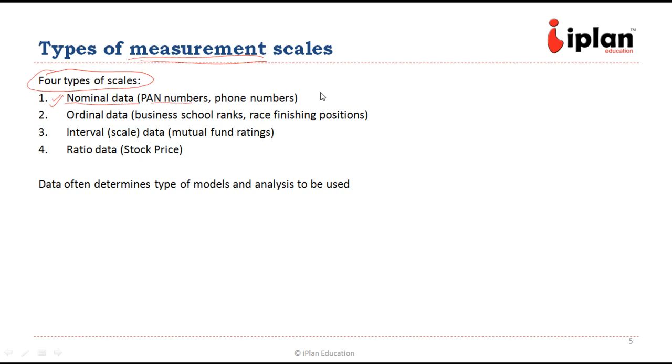Or for example, for the same class we have section A, section B, section C. So these are just the names of the sections. So this is nominal data. They do not carry any other information.